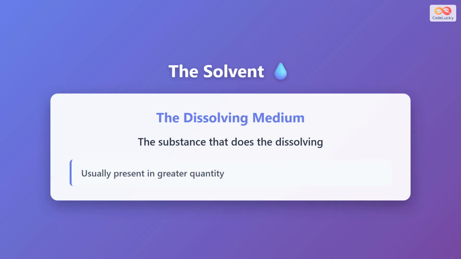The solvent is the dissolving medium. It's the substance that does the dissolving. In other words, the solvent is the component that breaks down and disperses the other substance throughout itself. The solvent is usually present in greater quantity in the solution. For example, in a glass of salt water, water is the solvent because it's doing the work of dissolving the salt.